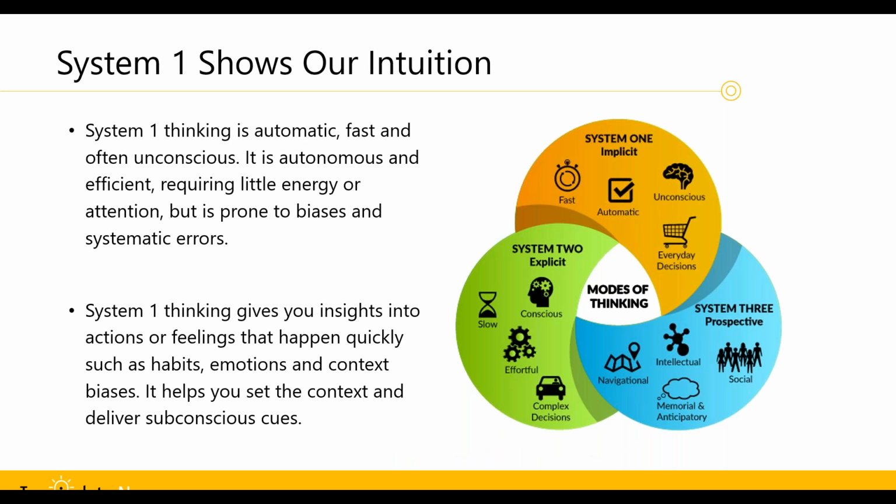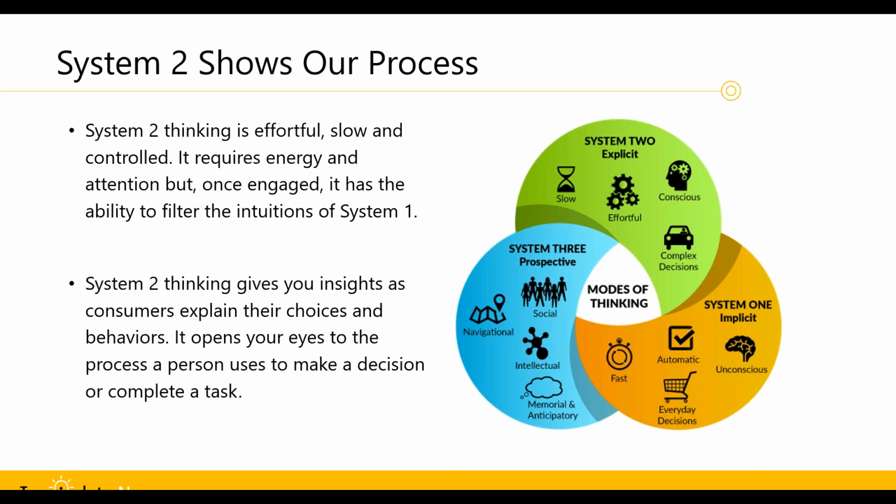System 1 shows our intuition. This is our automatic, super fast, unconscious, very autonomous response. This is really good when you want to understand what things are happening super fast in a person's mind. If you want to connect with habits, if you want to build good habits for people, or you want to understand those subconscious cues that are in context that are triggering certain activities or behaviors or routines for people.